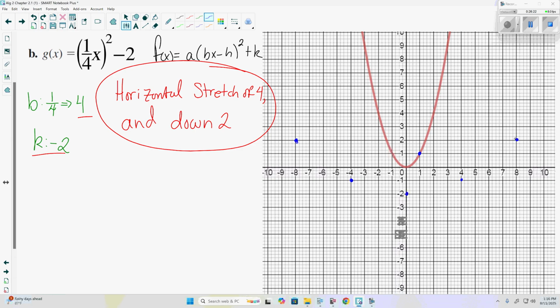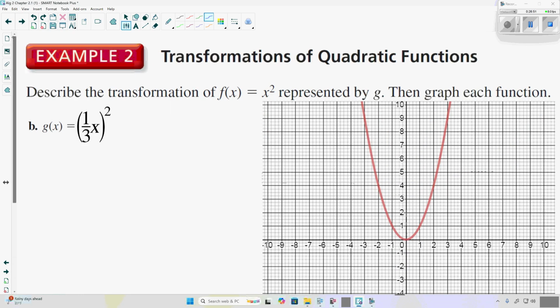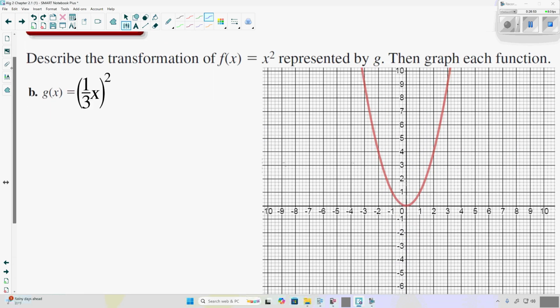So even though the number for b in the function is 1/4, we can see that it is stretching it horizontally. It's increasing faster horizontally. It's kind of funny it works that way, but that is how it works. Questions on these here?